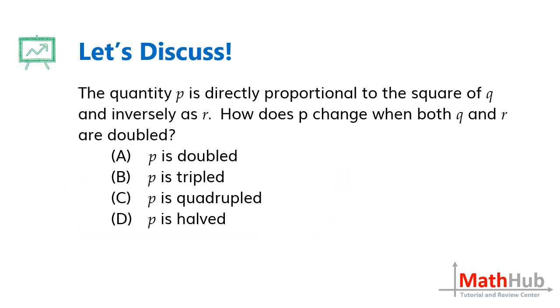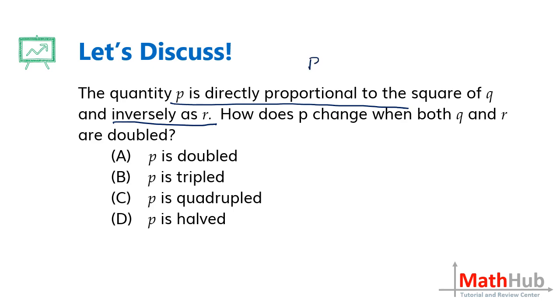So let's look at this example. The quantity P is directly proportional to the square of Q and inversely as R. How does P change when both Q and R are doubled? So what you need to do here is, first, we have to translate this sentence over here. P is directly proportional to the square of Q.